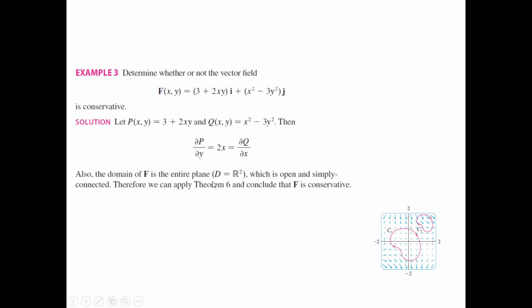So this is important. This condition alone is not enough to prove that this vector field is conservative. Along with it, we have to check whether the domain satisfies the conditions given in theorem number 6. The domain of this vector field is the entire plane R square, because this is defined everywhere, which is open and simply connected. Therefore, we can apply theorem 6 and conclude that F is conservative, right?